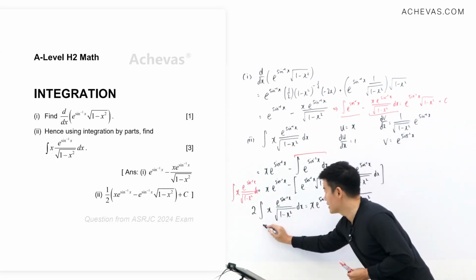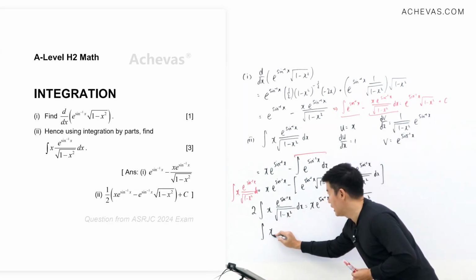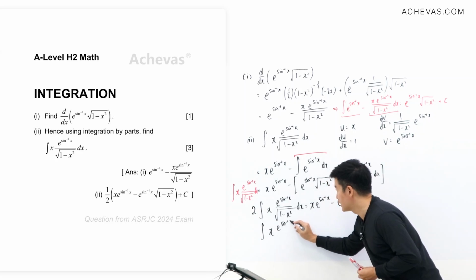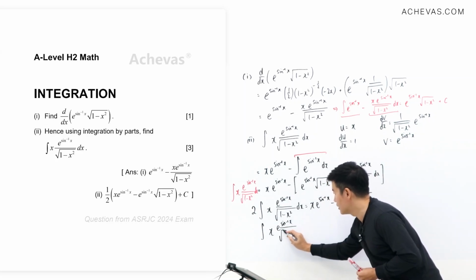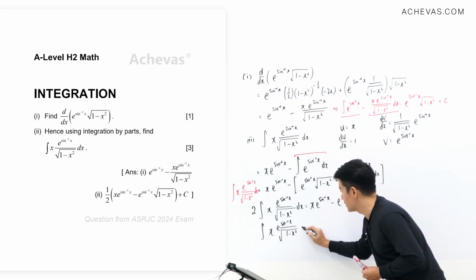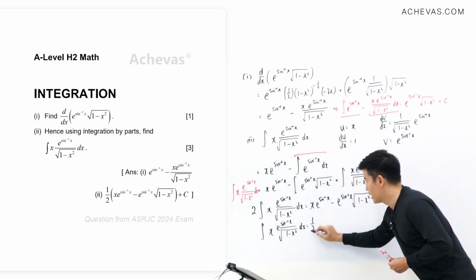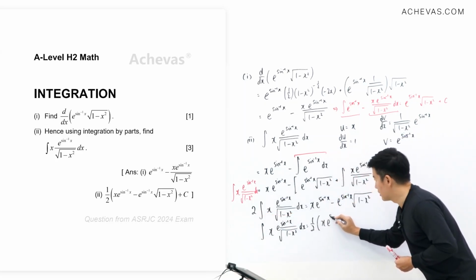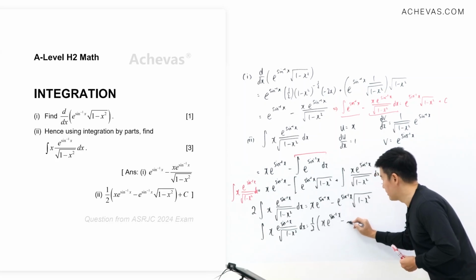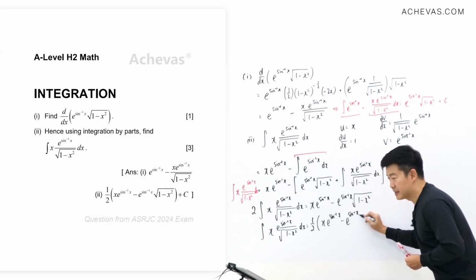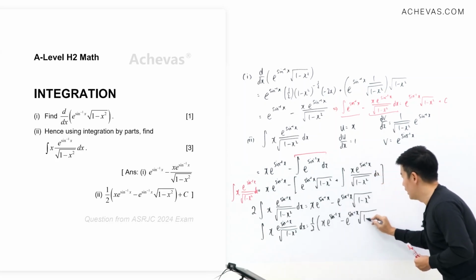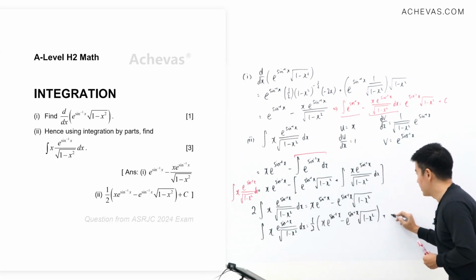So let me write down my final answer, which means the integration of this, x e to the power of sine inverse x over square root of 1 minus x squared, is going to be dividing 2 across to the other side. It will be half, then x e to the power of sine inverse x minus e to the power of sine inverse x square root of 1 minus x squared, then plus c.